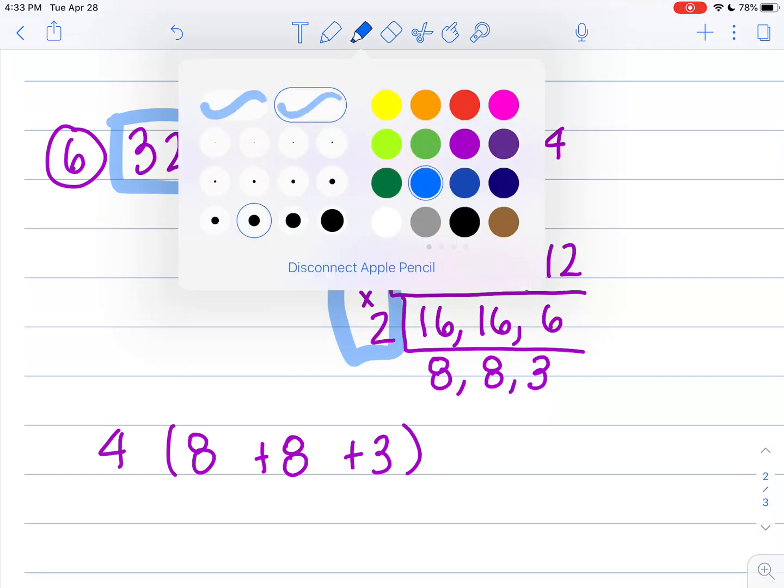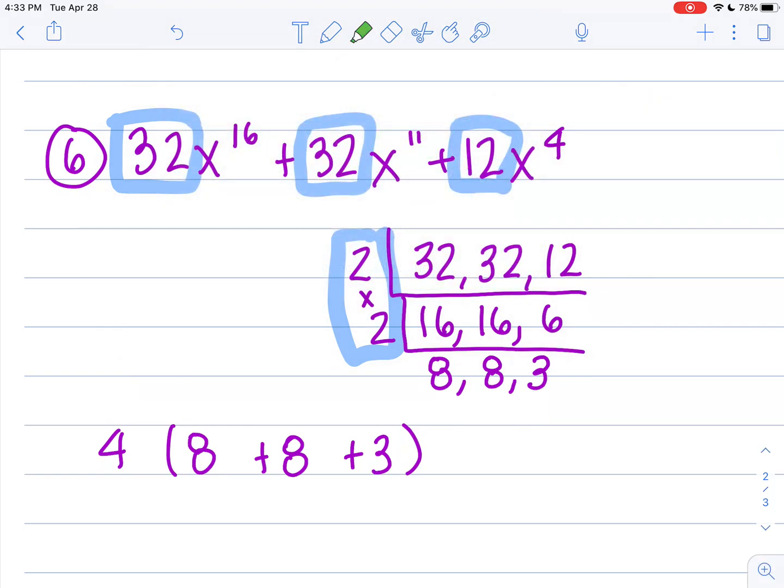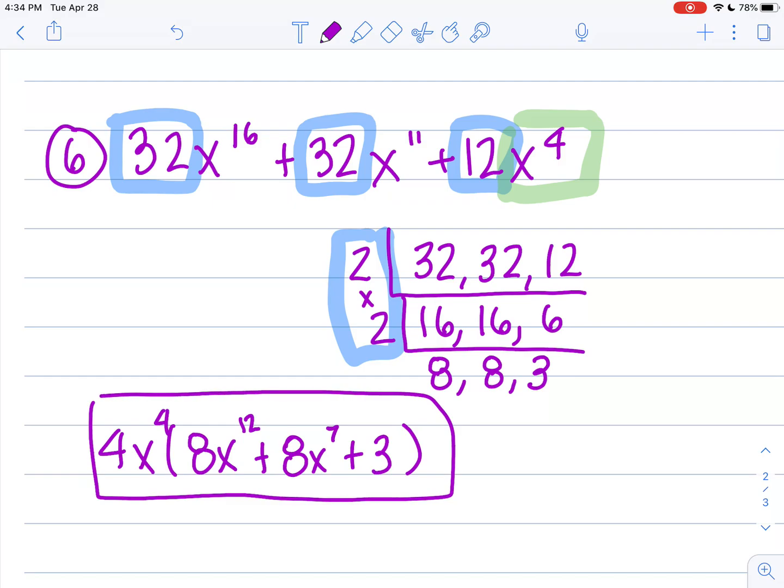Okay, and then I'm going to worry about the x's. So now I'm going to take the smallest one again. The smallest one is x to the 4th, so I'm going to take out x to the 4th. 16 minus 4 is 12. Sorry, 11 minus 4. So then that's going to be x to the 7th. And then we don't have anything left over here because 4 minus 4 is 0. So we have nothing left over. So that is your final answer.